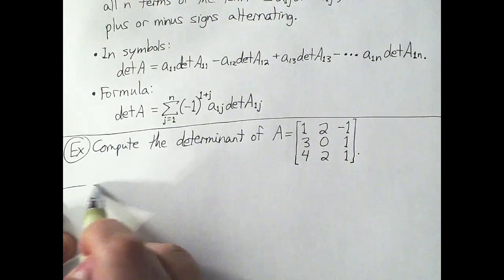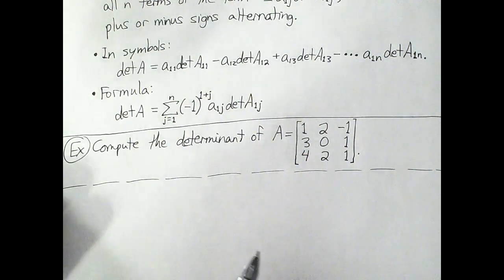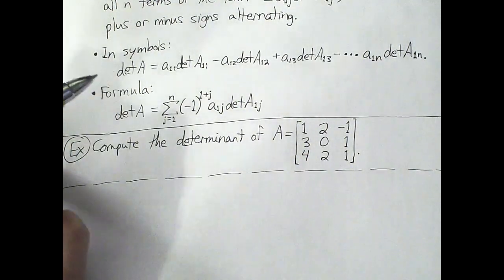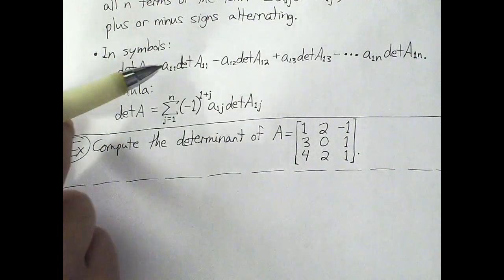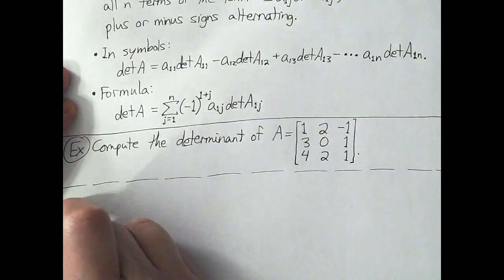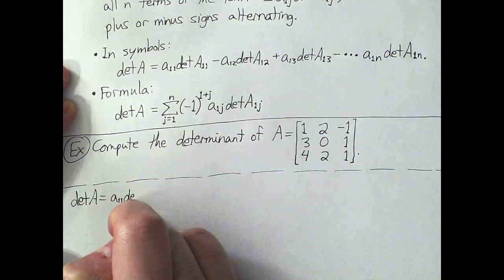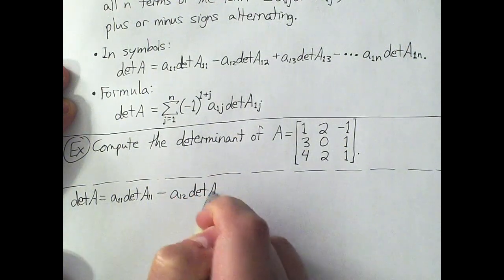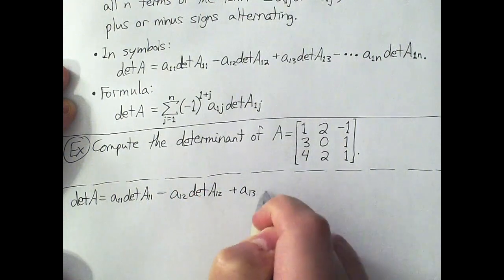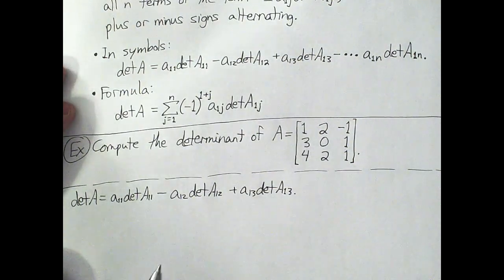We're going to use this new definition. This is 3 by 3. I think what I'm going to do, you know how we wrote this up here in symbols? I'm going to do this, but it's only 3 by 3, so I only need 3 terms. So I'm going to say that the determinant of A is equal to a11 determinant A11 minus a12 determinant A12 plus a13 determinant A13. That's the whole thing. You end there because it only goes up to 3. So let's figure out what each of these pieces are.